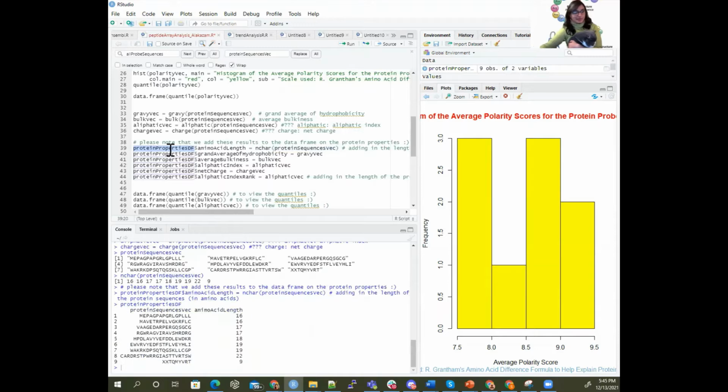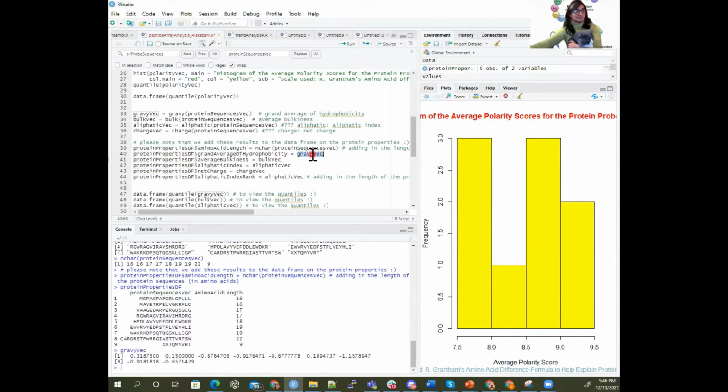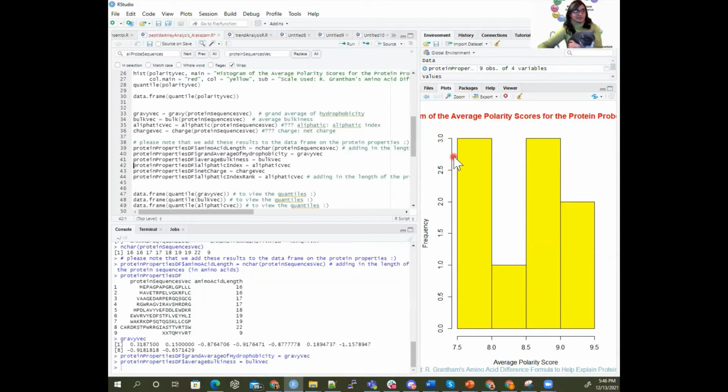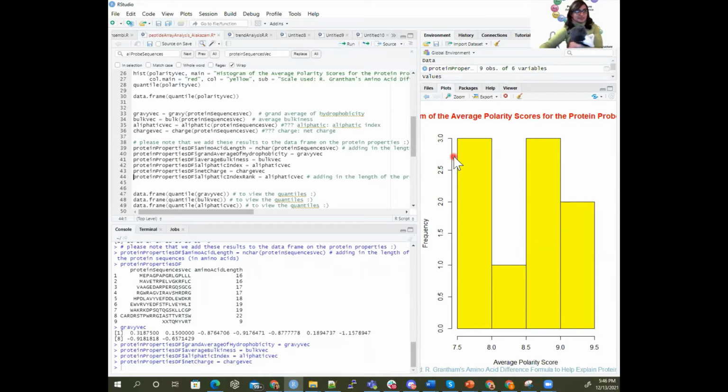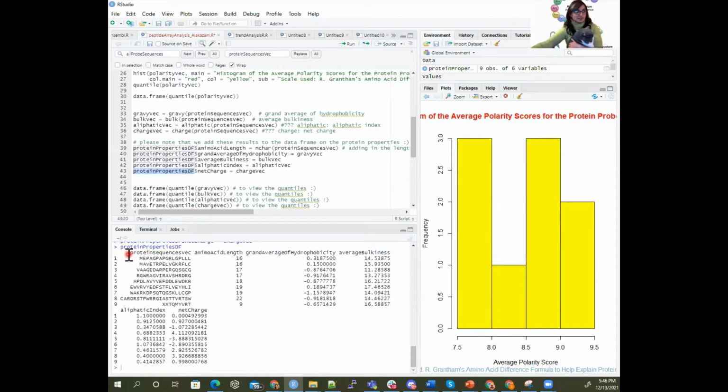If I were to look at the protein properties data frame right now, I see all the original sequences, the nine different sequences here, and their respective amino acid lengths. This is really small, just nine amino acids, but this allows you to look at the number of amino acids here. And then we ran gravy from before, the grand average of hydrophobicity. These were the values for gravy, so I can just add those here. This is for bulkiness. This is for aliphatic. This is for charge, and then this, I think, is a repeat. Yep. So basically, now we see a bunch of properties.